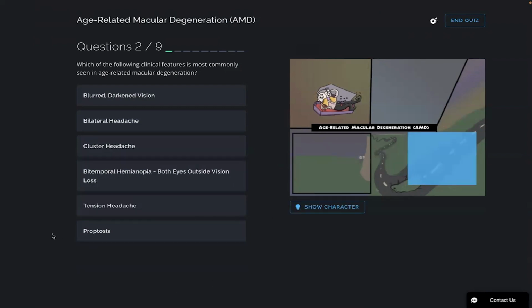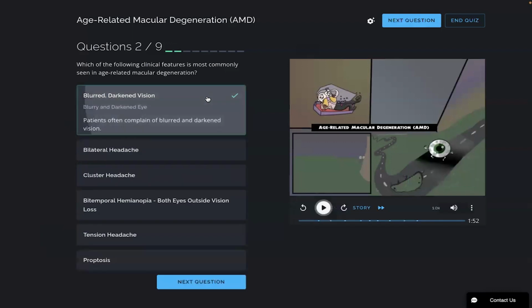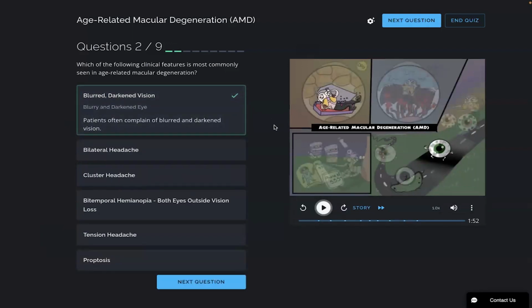Which of the following clinical features is most commonly seen in age-related macular degeneration? And the first one here, blurred and darkened vision. If you remember the blurred and darkened eyeball Picmonic there, so I'm going to go with that. Patients often complain of blurred and darkened vision with AMD.